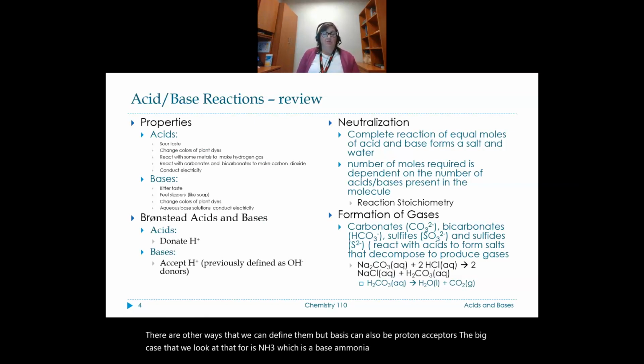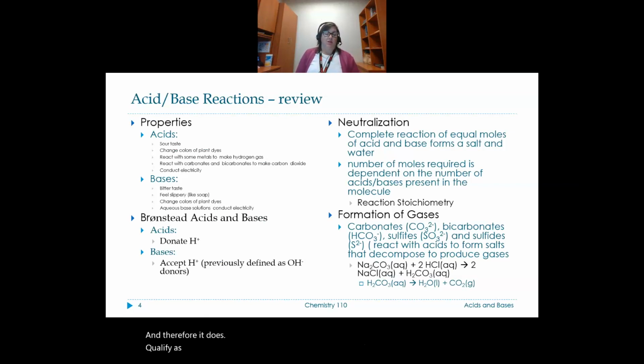NH3 does not generate OH minus itself. It doesn't donate OH minus itself, but it can pick up a proton from water and therefore leaves the OH minus. We'll walk through that reaction in a few minutes. And therefore it does qualify as a base. It raises the pH. So those are things that we can talk about.